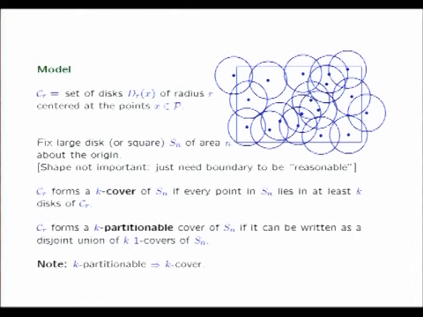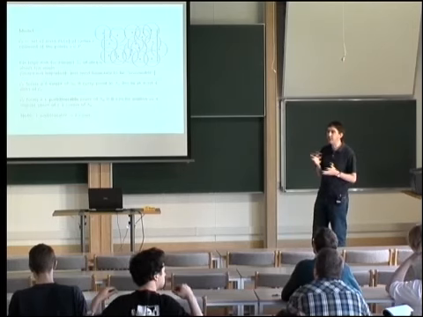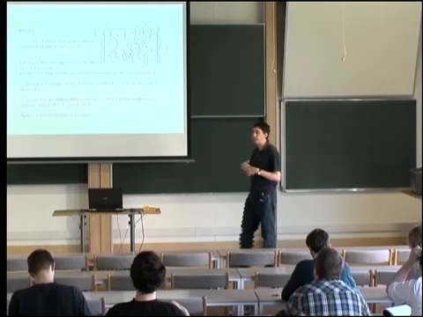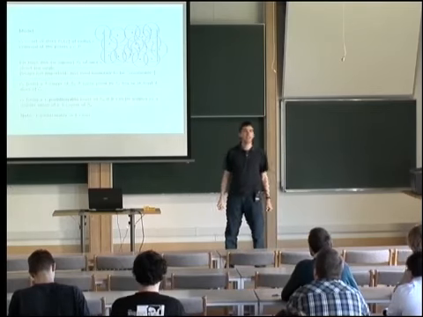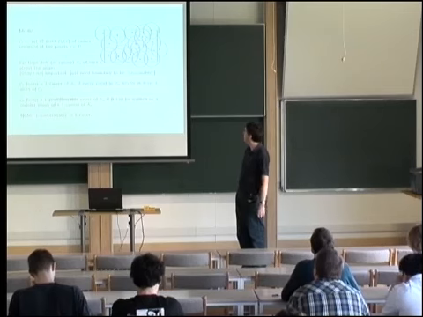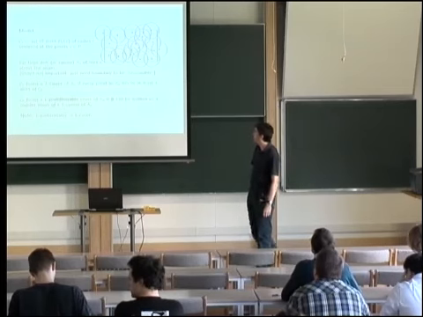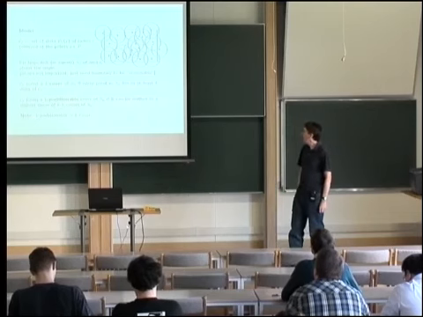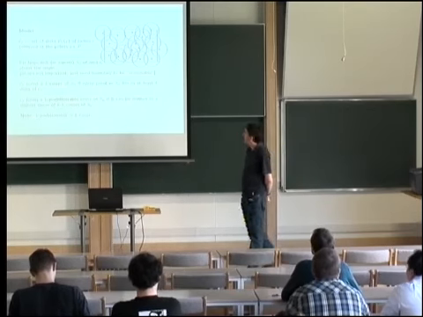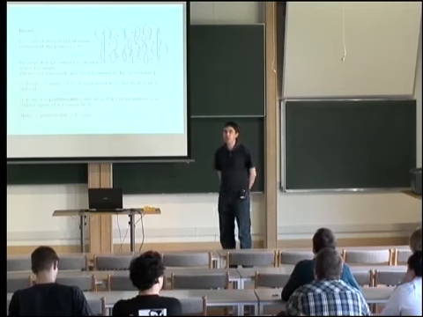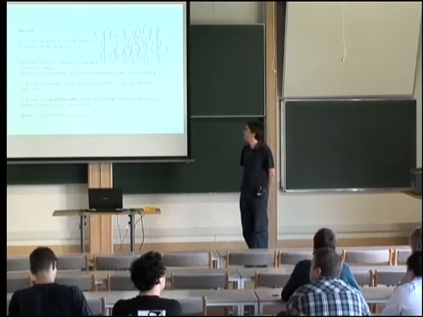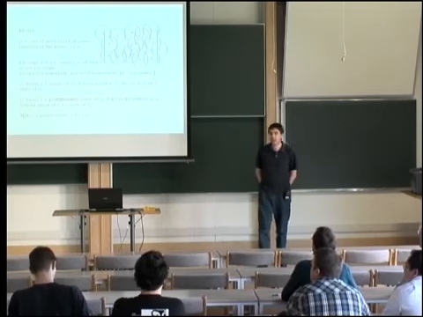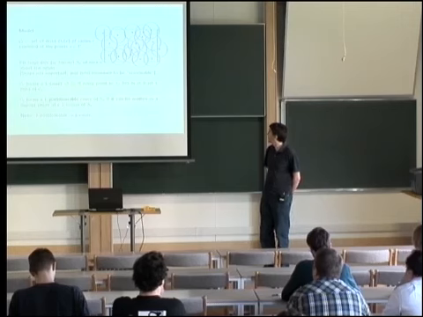Now, we consider a large region that we're going to be interested in, which will typically be either a large disk or a square, or more or less anything for which the boundary is sort of reasonable. So I want the boundary to be of order length root n and not too wiggly. So squares and disks are fine. And then we say that this collection of disks forms a k-cover of this region if every point in the region is covered by at least k of the disks.